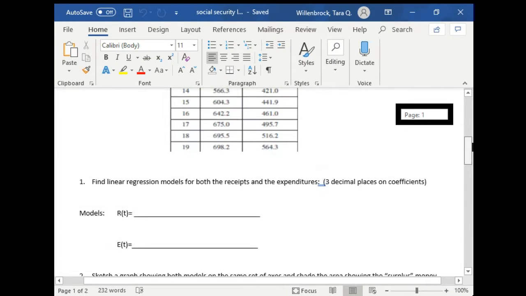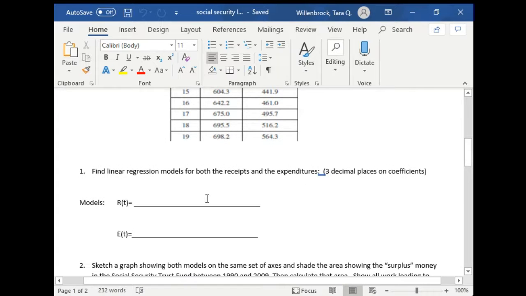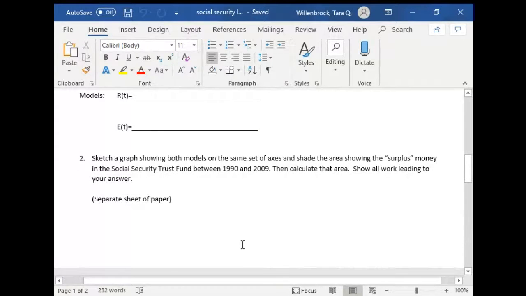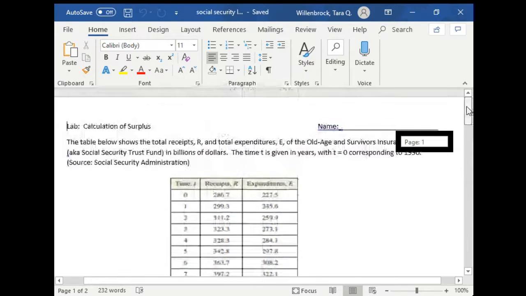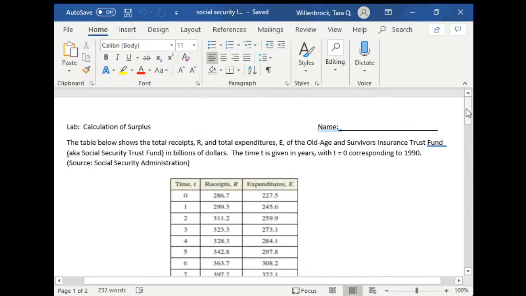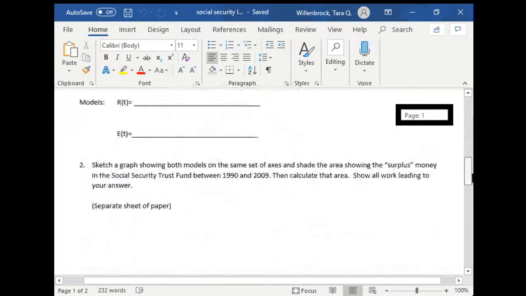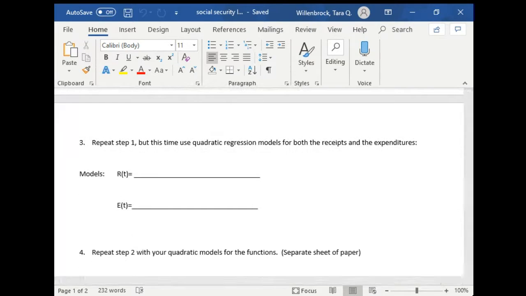Based on this 20-year data, I would like you to use your calculator or use Desmos, come up with linear regression models, create a graph, calculate the area between the two models to calculate the amount of surplus money available. That's if a linear model makes sense. And then I'm going to ask you to repeat that process, but using quadratic models.